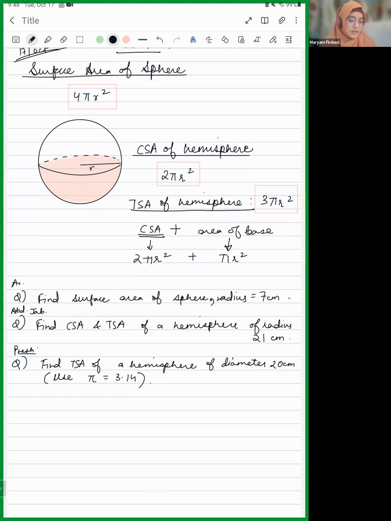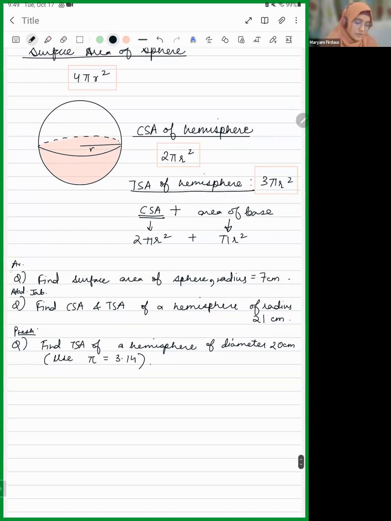Abdul Jabbar, you were saying you have found it. So what is the answer? Ma'am, CSA is 132 centimeter square. No, it's not. Let's do it together, okay? So this is question number 1, this is question number 2, and question number 3. Ma'am, I got the answer, which is 942 centimeter square. Just a minute, Preshita. Abdul Jabbar, did you find your mistake? Yes, ma'am, I forgot to do square.